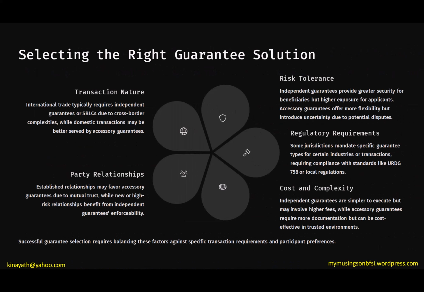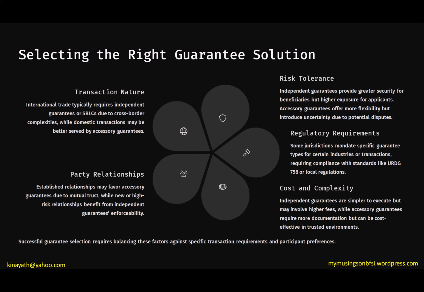Selecting the right guarantee is very important because it depends on the nature of the transaction. So international trade will call for independent guarantee or a standby because of the complexities. The relationship between the parties is important because some may favor accessory guarantee or a surety because of the mutual trust, or because of the relationship they may benefit from enforceability of independent guarantee. Risk tolerance. Independent guarantees provide greater security. Accessory guarantees are having more flexibility.